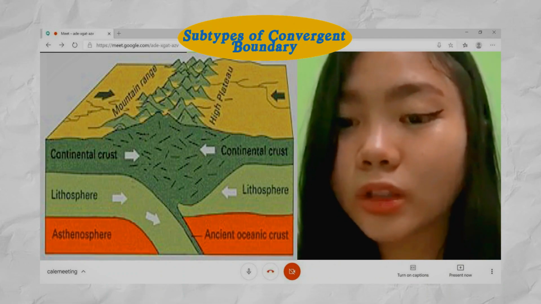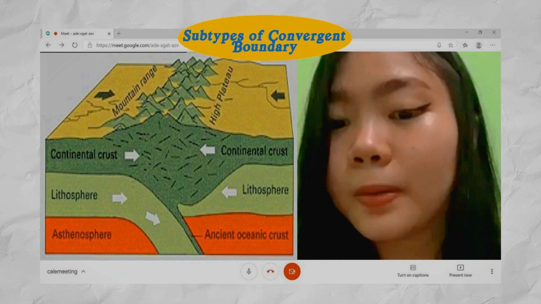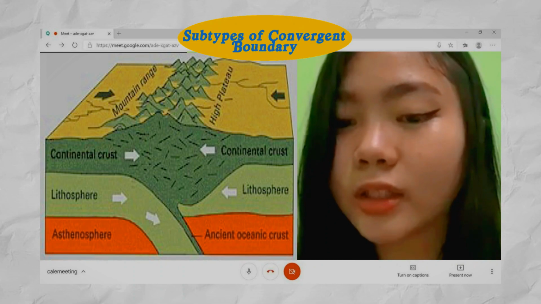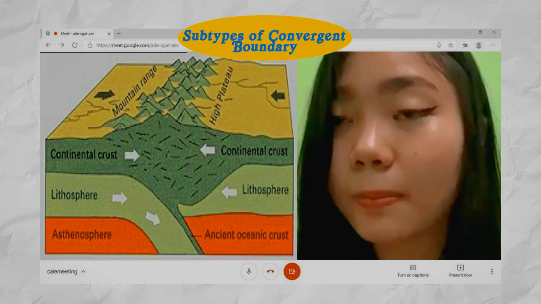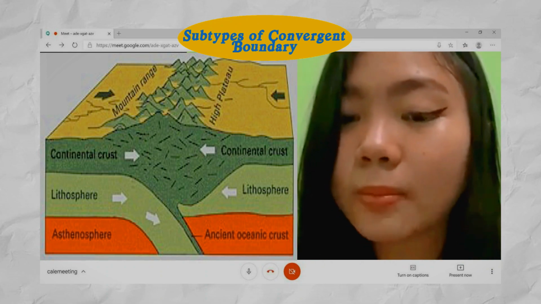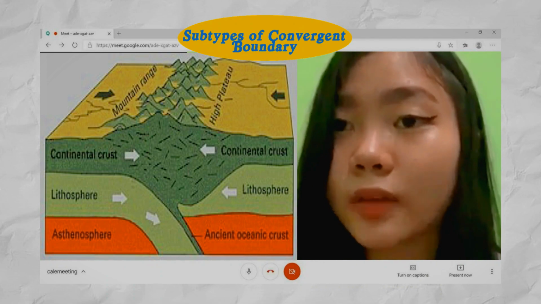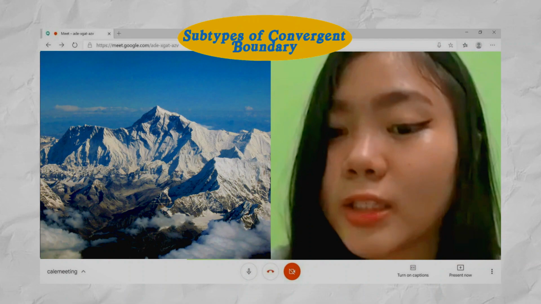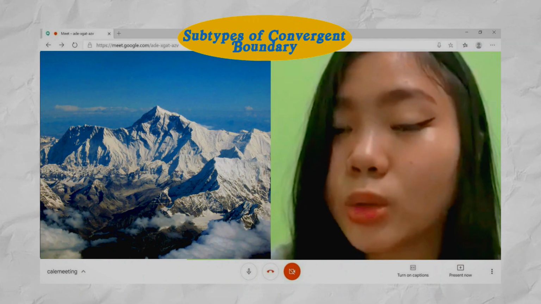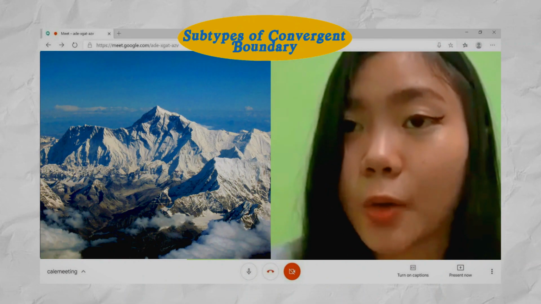What happens when two continental crusts meet? Plates collide when two plates carrying continents collide. The continental crust buckles and rocks pile up, creating towering mountain ranges. An example of it is the Himalayas. The Himalayas were born when the Indian subcontinent smashed into Asia 45 million years ago.